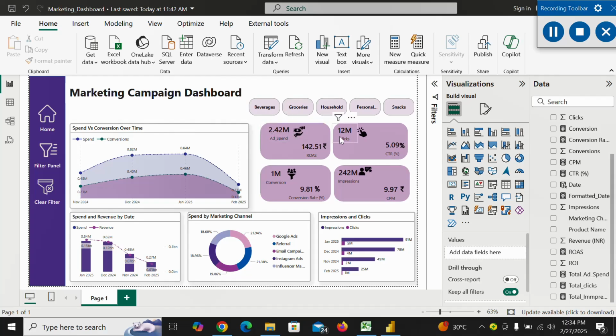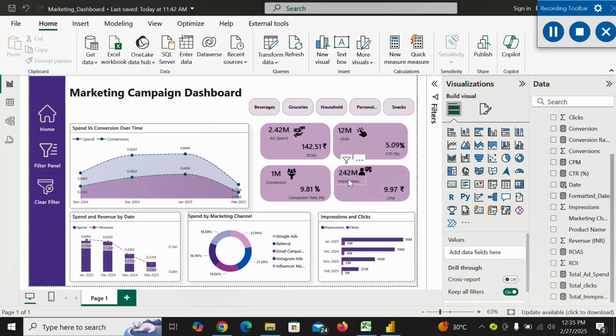This one is total clicks. This measure shows 12 million times users clicked on ads. This one is the conversion measure. 1 million successful actions, like purchase, sign up, etc., after clicking on an ad.